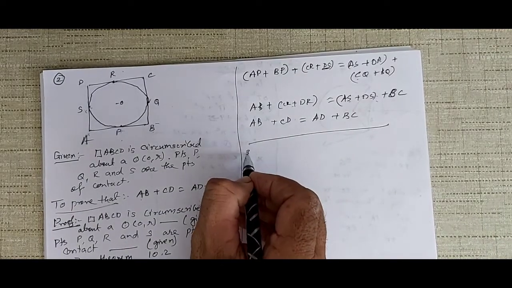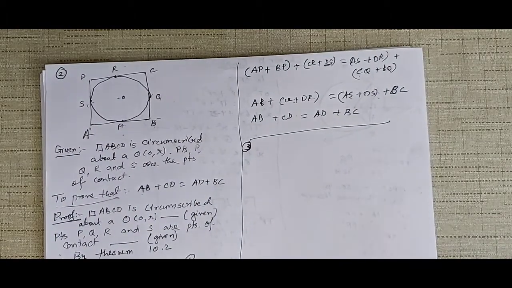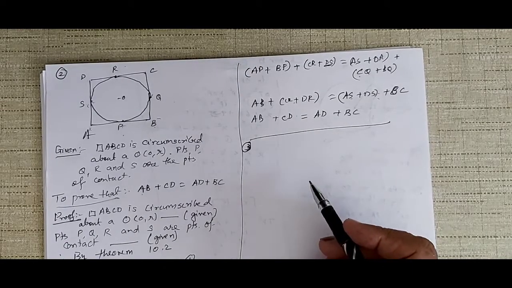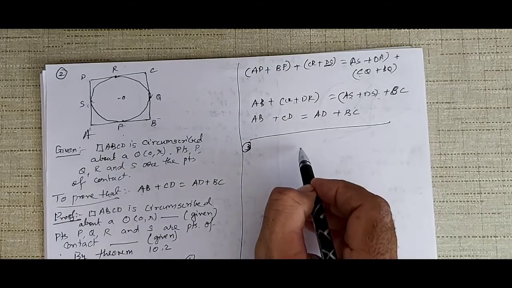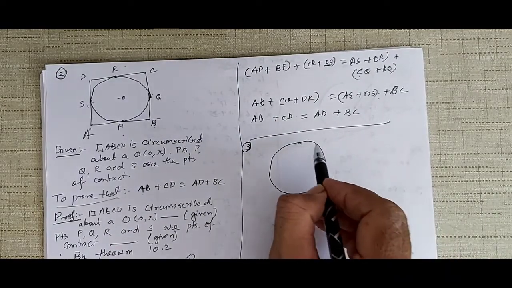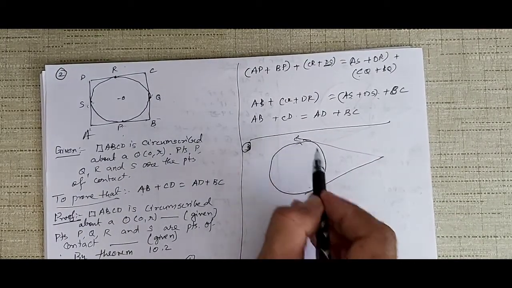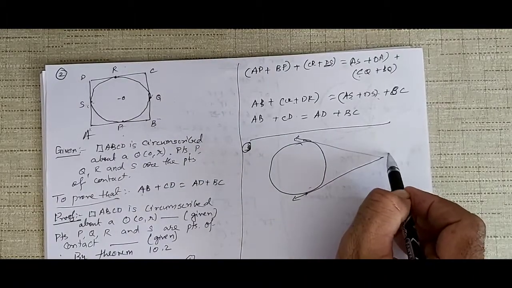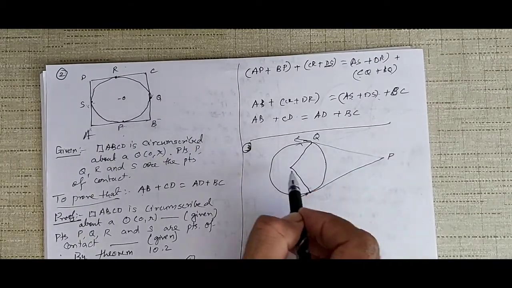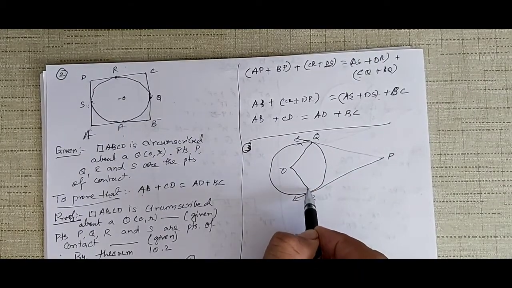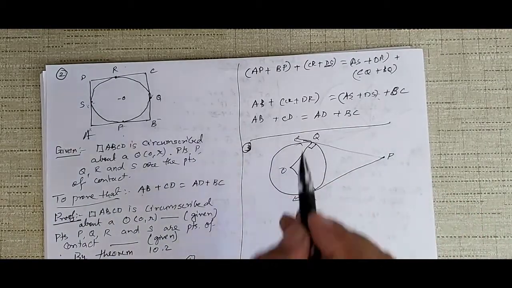Let me do one more, okay. Question number 3, let's just do one more today. We are given, supposing we are given a circle and 2 tangents from an external point. Again, this is a textual question only. Suppose point P is an external point and Q and R are points of contact, and P is an external point. So PR and PQ are tangents.